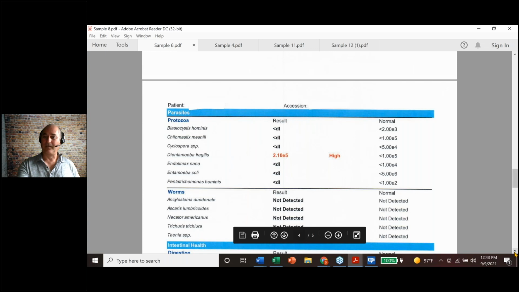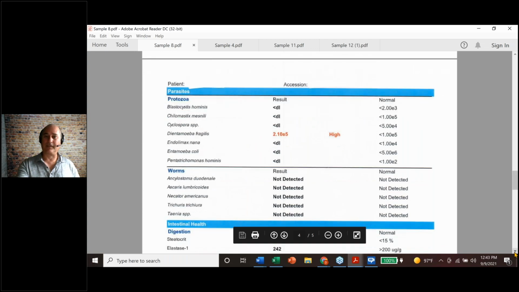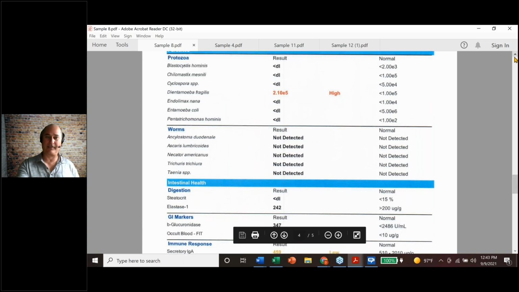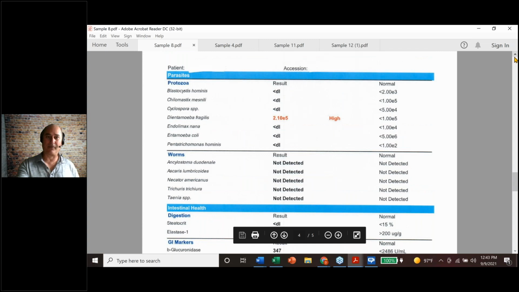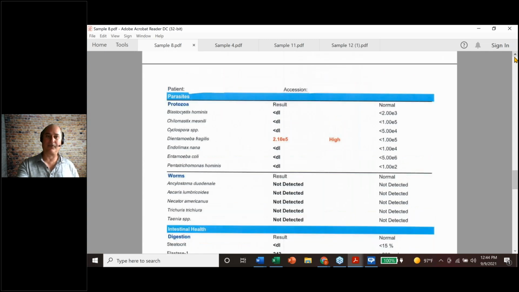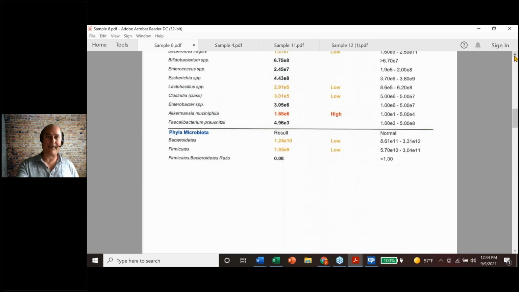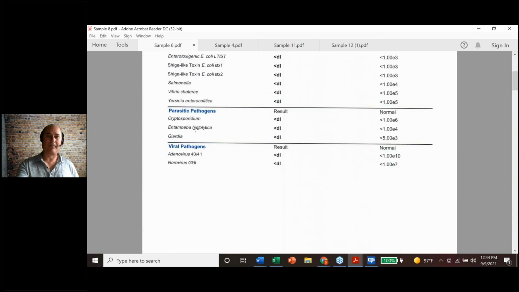Okay. Now, remember, parasites are in two sections here. They're under here, where it says parasites, protozoa, blasto, chilomastix, Dientamoeba fragilis, Entamoeba coli, etc. Right? These guys. And then the other place they show up is up here. So you got to look at both these areas. It's on page 1. That's the big 3 they have here: crypto, histolytica, and giardia. So these are parasitic pathogens. The other ones are just parasites. The parasitic pathogens are considered more serious, right?